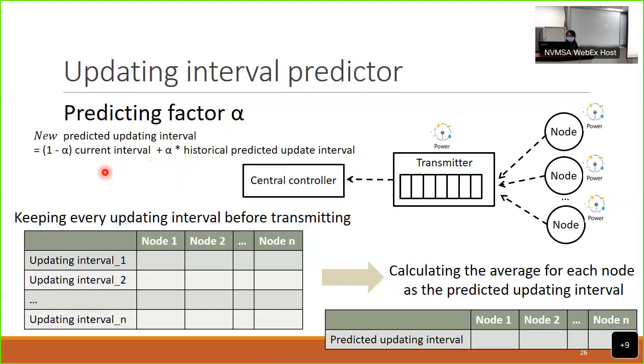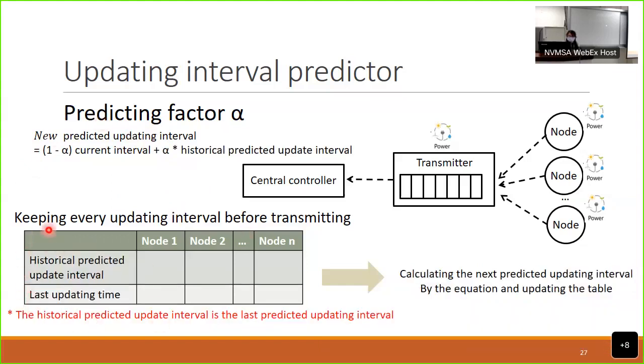To predict the interval, we use this formula: the next update interval equals (1 minus alpha) times the current interval plus alpha times the historical predicted update interval. With this equation, we can predict the updating interval without keeping this table.